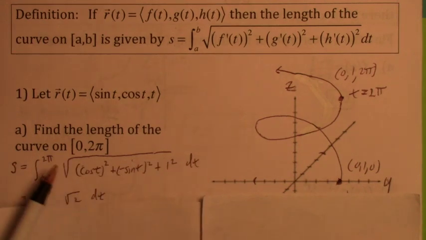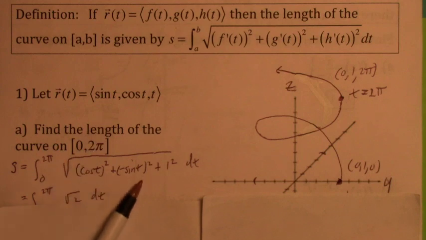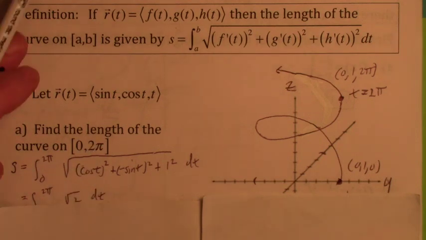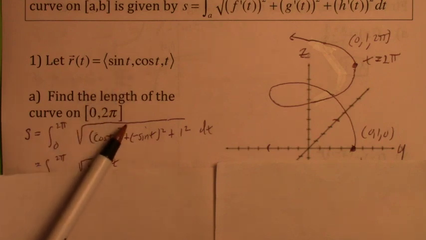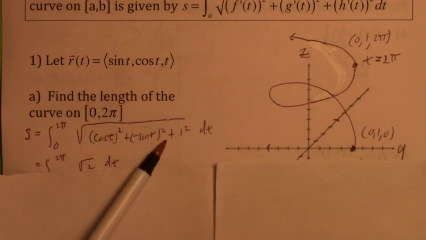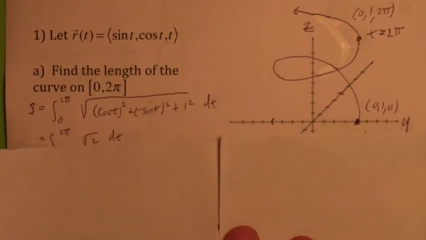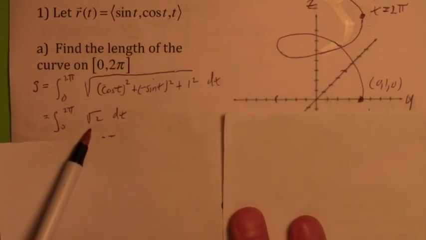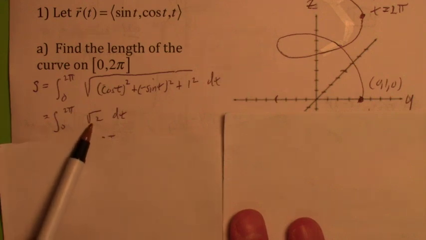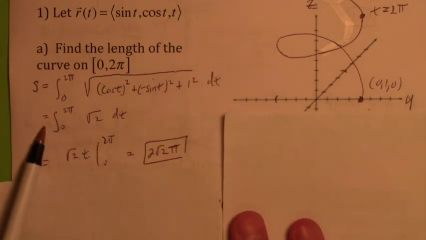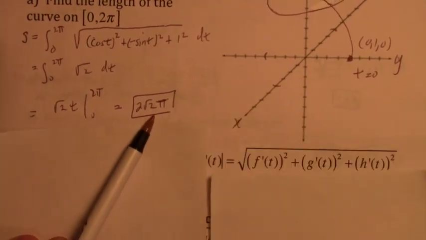Okay, so all you have to do is take the derivative of the component functions, square them and add them together. Something very nice happens. When you take the derivative of the components, square them, add them together, and take the square root, inside the square root don't you get cosine squared plus sine squared, which is just 1? So everything just turns into square root of 2. Boy, that's nice. It usually doesn't happen that way, does it? When you integrate radical 2, you get radical 2t, evaluated between 0 and 2 pi. So your final answer is 2 square root of 2 pi. That's nice.